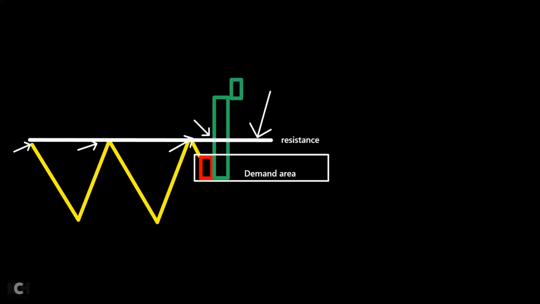Instead, we'll wait for the market to retrace, to come back down to the resistance area. But still, we don't enter at the resistance. Instead, we identify a demand area. You have this demand area formed by this engulfing candlestick. We only enter the trade after the market has touched our demand area right here. Once it touches our demand area, then we can confidently take a trade with the buyers.